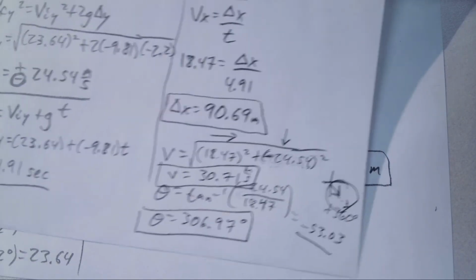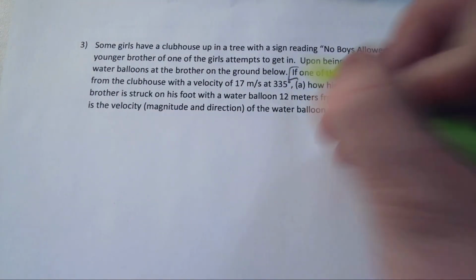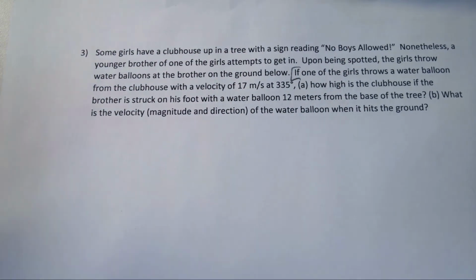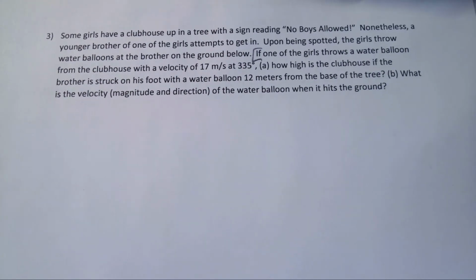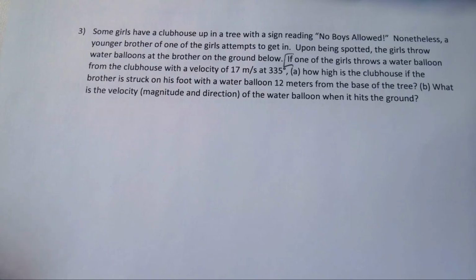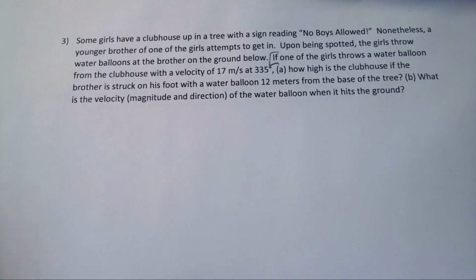Okay, let's look at number 3. Number 3 looks long, but that's where the problem starts. The other part is just context of what's going on. Sometimes, as a teacher, it gets boring to say, "A rock is thrown. An arrow's thrown." Some girls have a clubhouse up in a tree with a sign reading "No boys allowed." Nonetheless, a younger brother of one of the girls attempts to get in. Upon being spotted, the girls throw water balloons at the brother on the ground below.